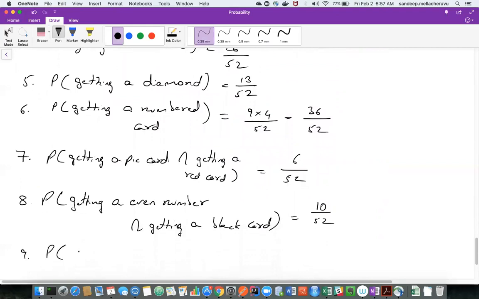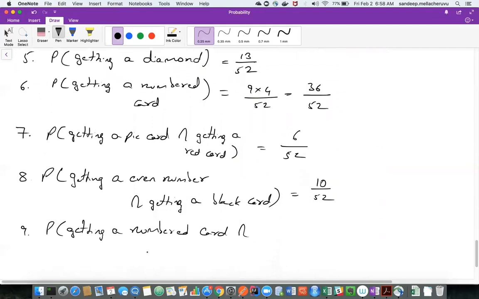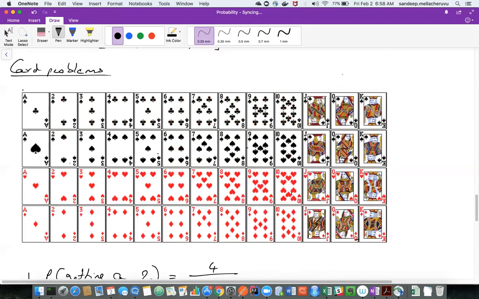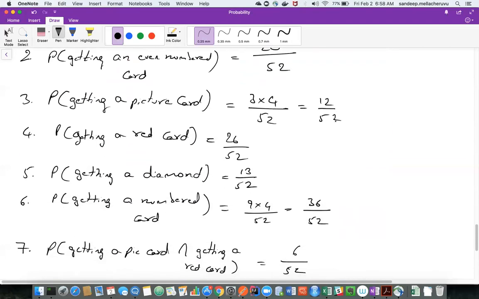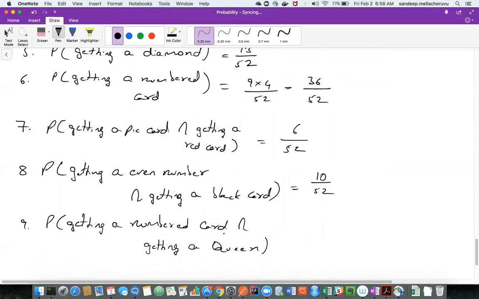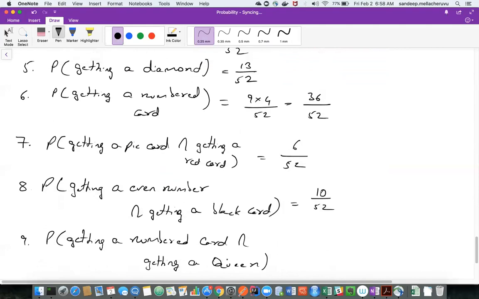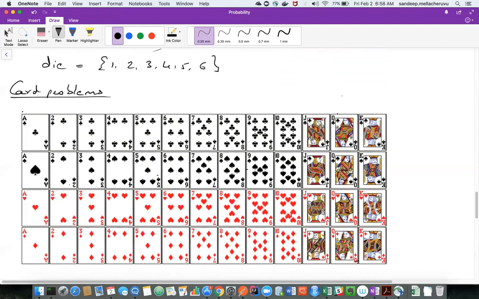So let me give you another interesting example. Getting a numbered card intersection getting a queen. Queen is Q. So getting an even number, numbered card intersection getting a Q. How much is that? 0. Because there is no intersection.